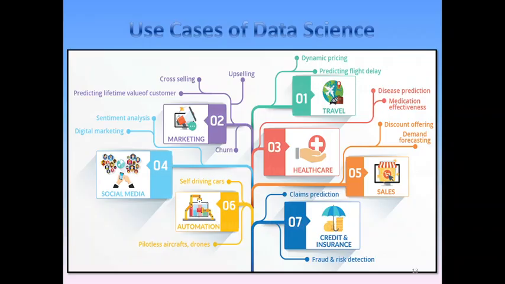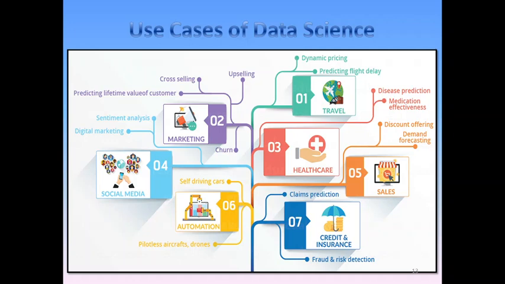Following are the use cases of data science in different fields or different domains. First one is travel. We can use data science in travel. With the help of data science, we can use dynamic pricing and predict flight delays. Uber and Ola use data science for dynamic pricing.